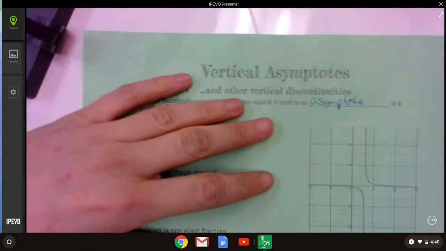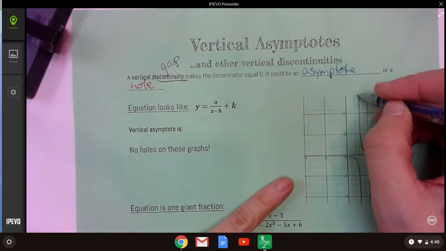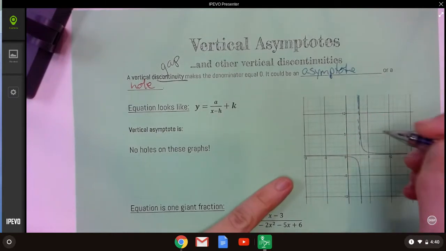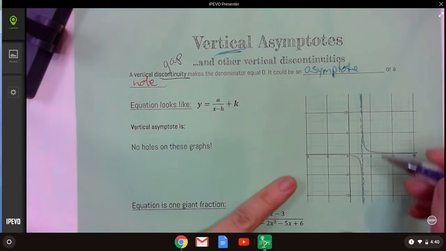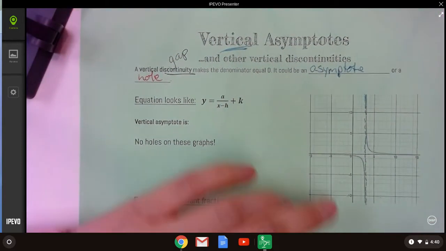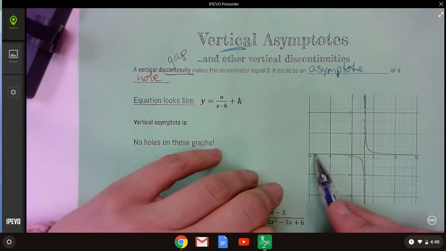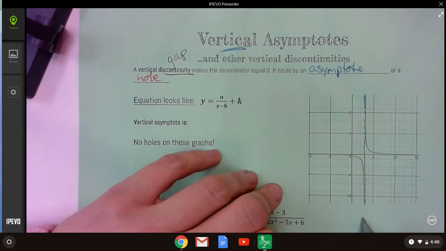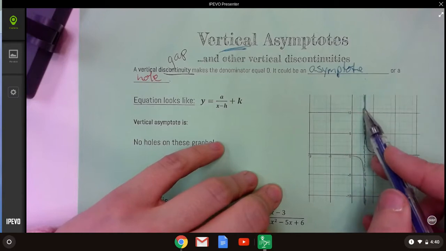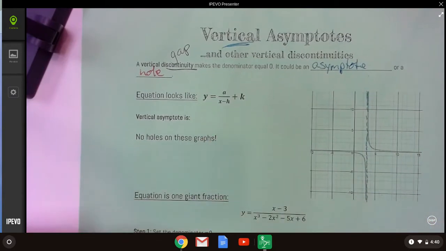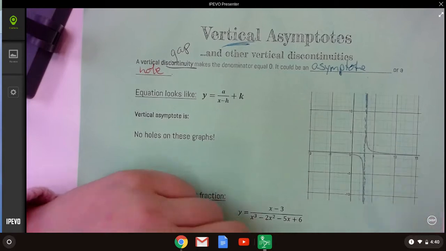And an asymptote you guys have seen before. It's where the graph almost looks like it goes vertical or horizontal. In this case, vertical. And there's a break in the actual line itself. So here's my graph, and it goes, whoa, where am I going? And then from here it goes, where am I coming from? And then it goes off to the side. So this is a vertical asymptote.